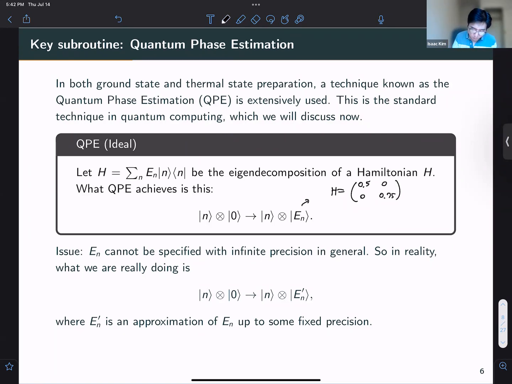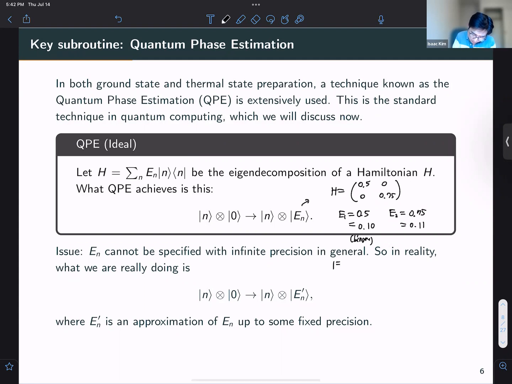Good. So in this case, let's say E1 would be 0.5 and E2 would be 0.75. I'm just trying to record this information in a finite number of bits. In the binary representation, E1 would be 0.10, just to be concrete, and E2 would be 0.11.